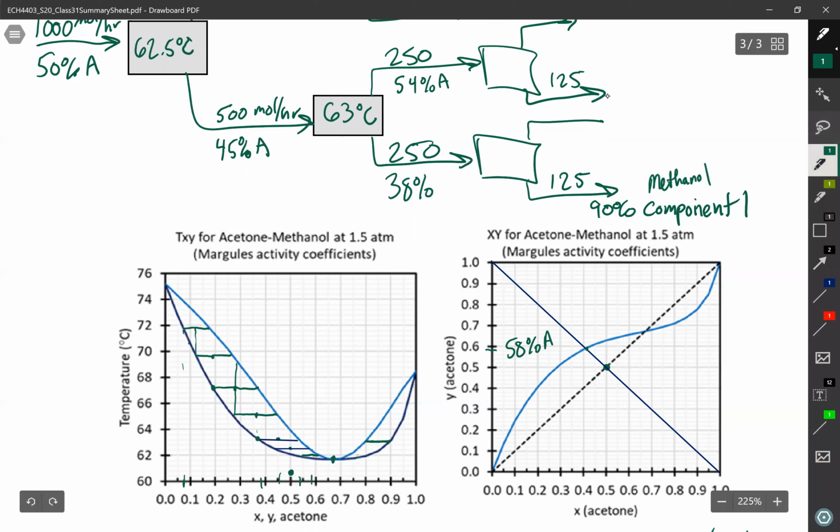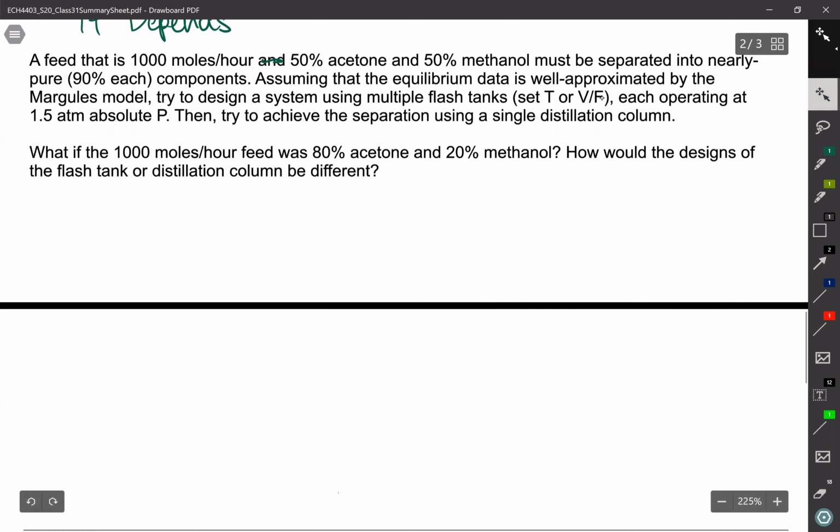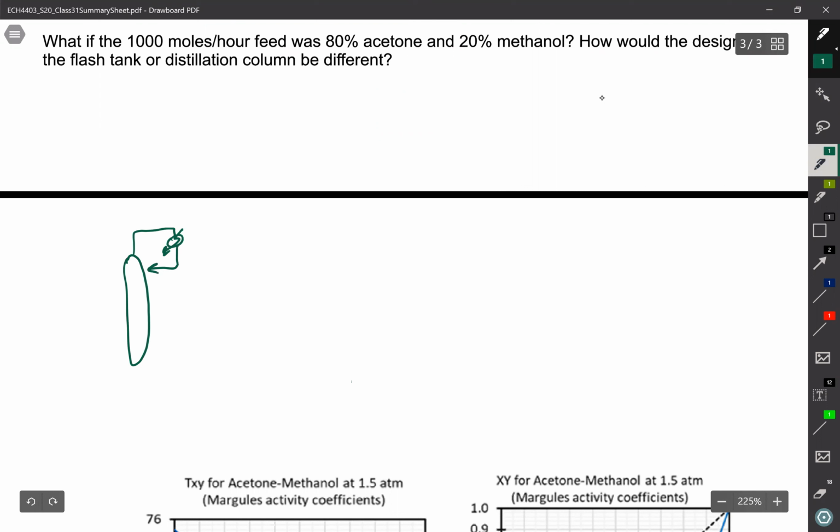Let's see what happens if we try to do it in a distillation column. So I'm going to pause and erase. Let's instead try to solve this problem with a single distillation column. We don't usually do a bunch of flash tanks in series. We'll specify it with a total condenser and a partial reboiler, as we've done.